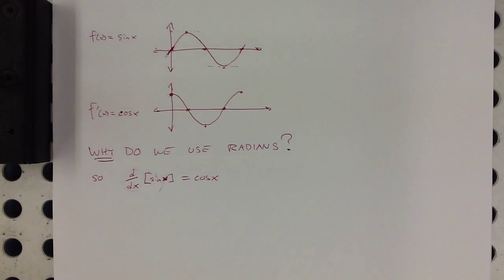If you use degrees, this is not true. The derivative of the sine function is not equal to the cosine function. It's equal to some weird transformed version of it. But if you use radians, then the derivative of the sine function, the slope of the sine function, is precisely the cosine function. And if you don't use radians, that is not true. This is why we use radians.